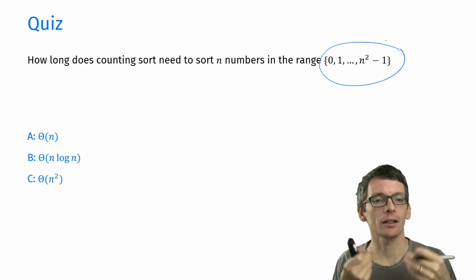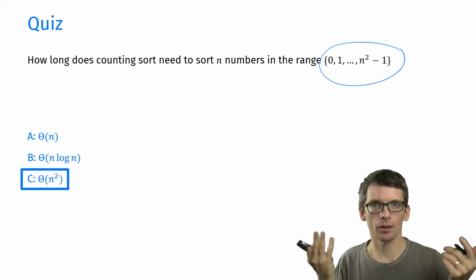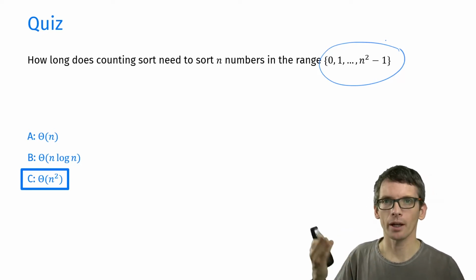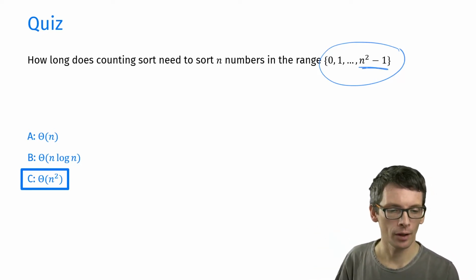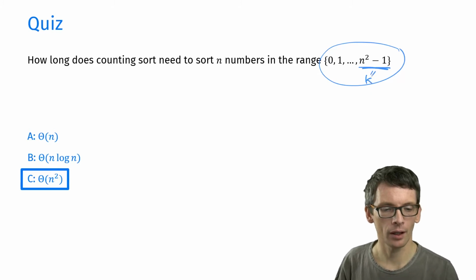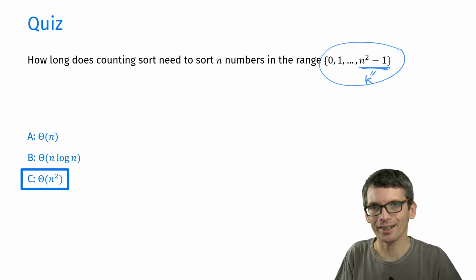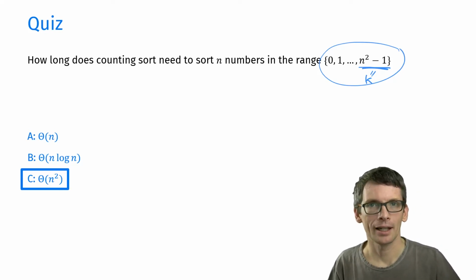The correct answer is n squared. And obviously it's n squared because the running time of counting sort is order n plus k. And k is n squared minus 1, so order n plus k is order n squared.